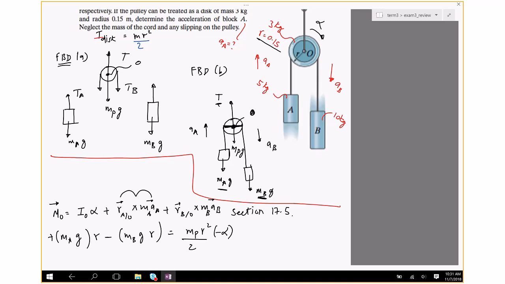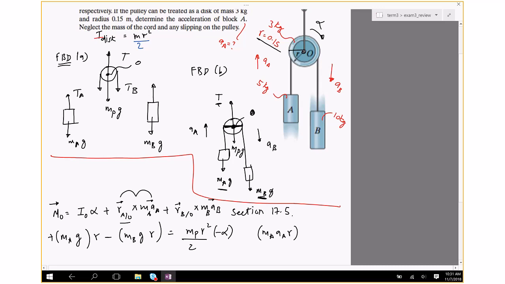I'm going to write this over here. I'm going to write the magnitude, which is really simple. It's simply M_A, acceleration of A, times the moment arm from O all the way to A, which is simply R. What's missing is the sign. Is it positive or is it negative?